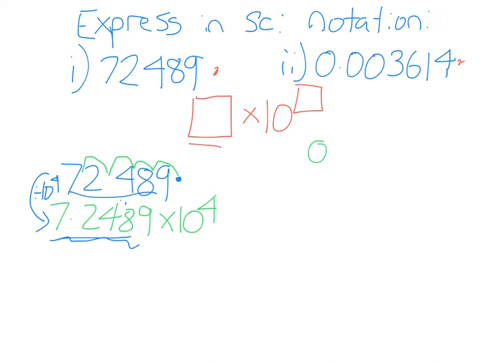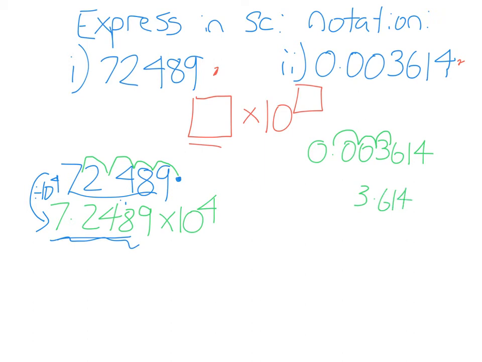So let's try the next one. Same process. So I write my number, 0.003614. So I move the decimal point as many places as I need so that I end up with a number between 1 and 10. So if I move it 1 spot, it's not between 1 and 10. Move it 2 spots, I have 0.3614, which is less than 1. I need to move it a 3rd spot. And then I get 3.614, again clearly between 1 and 10.